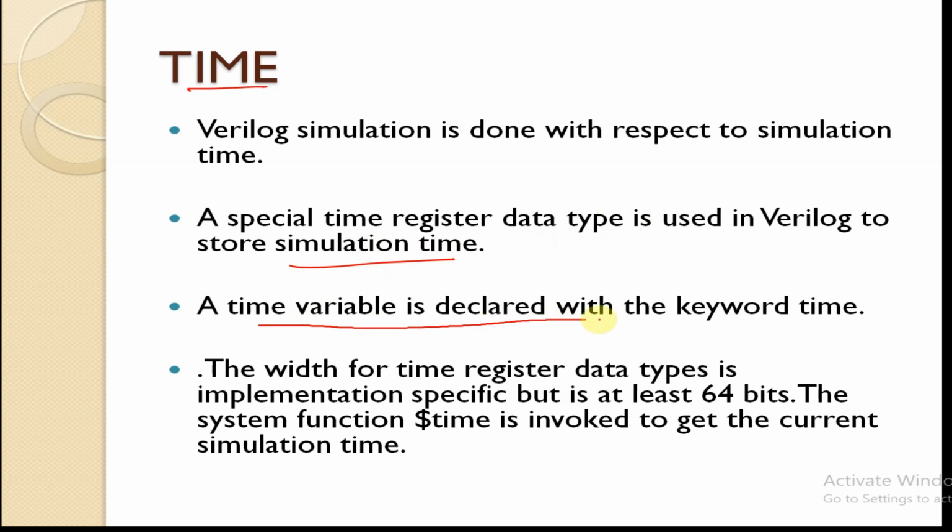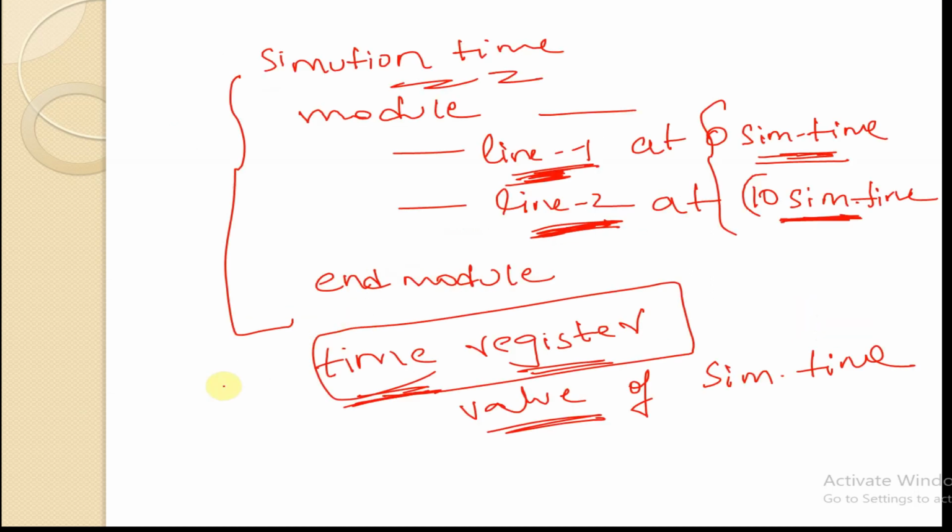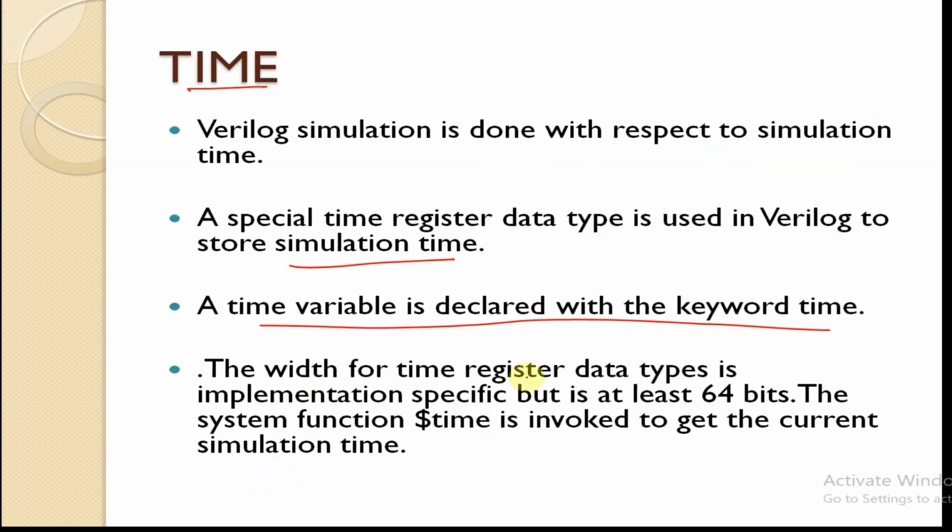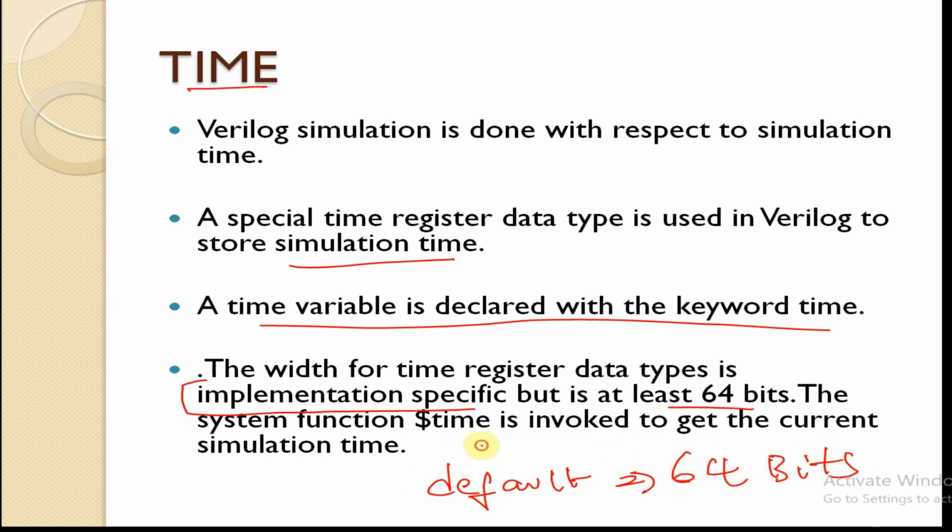A time variable is declared with the keyword time. The width of the time register data type is implementation specific, but it is at least 64 bits. This is also an interview question.